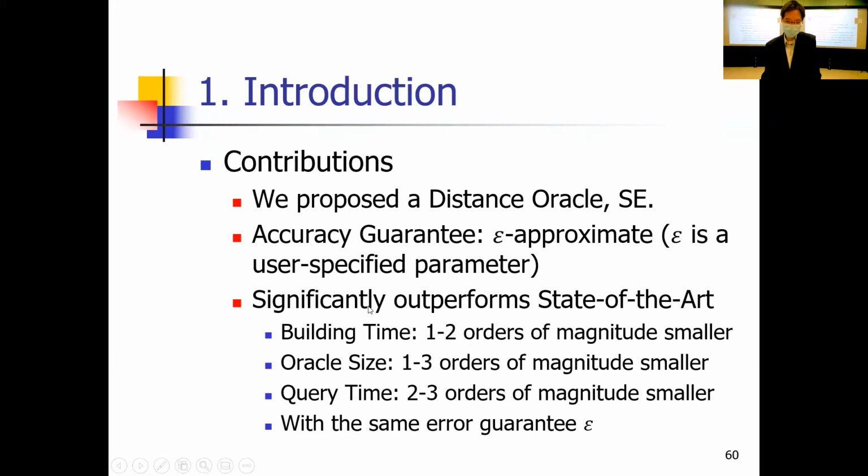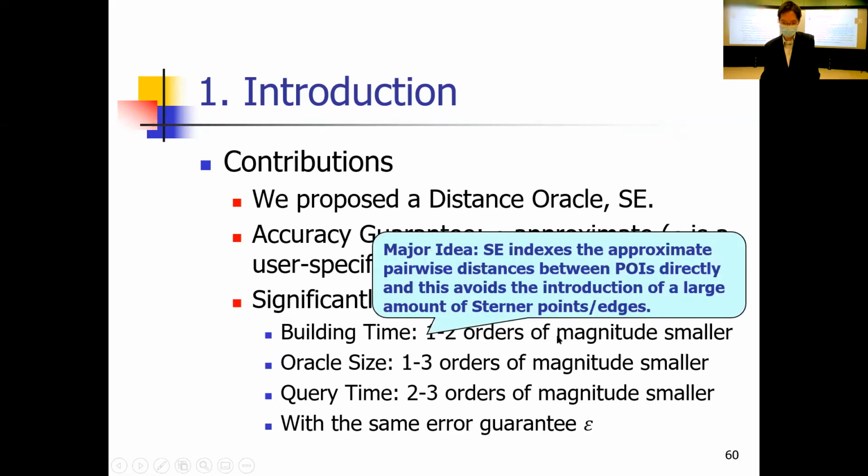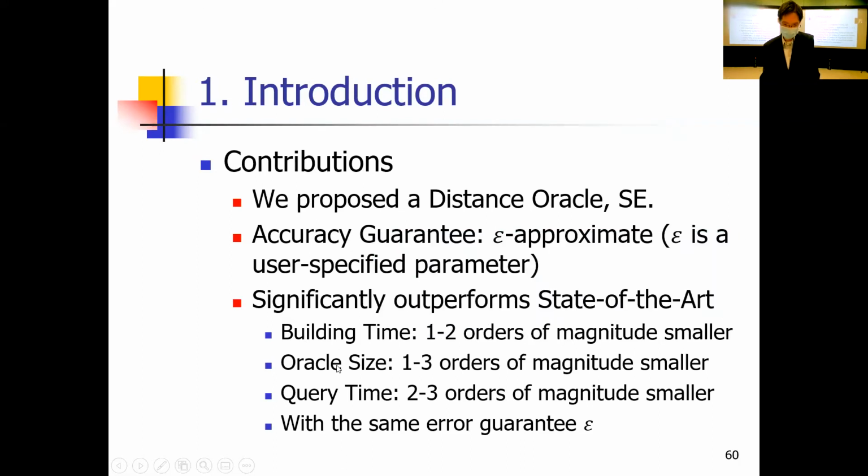We significantly outperform the state of the art in all these aspects. Building time, we are much faster than the existing algorithm, 1 to 2 orders of magnitude, which is very significant. Oracle size, the size of the data structure, 1 to 3 orders of magnitude smaller. And also query time, we are 2 to 3 orders of magnitude faster than the traditional query time with the same error guarantee. Maybe you are curious about the major idea.